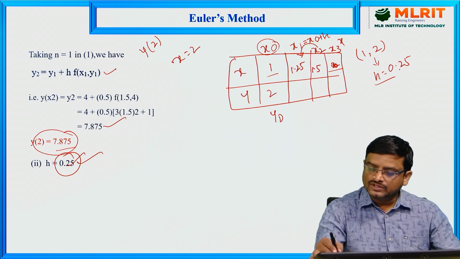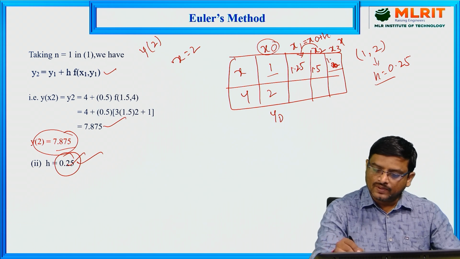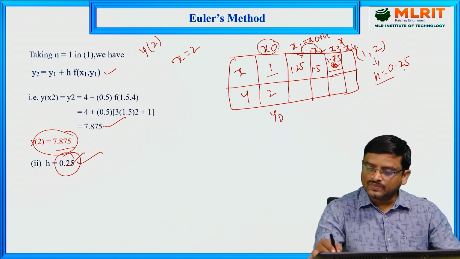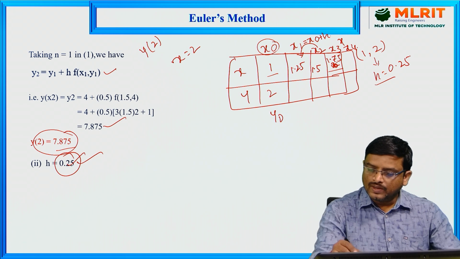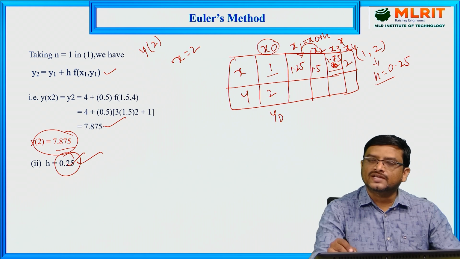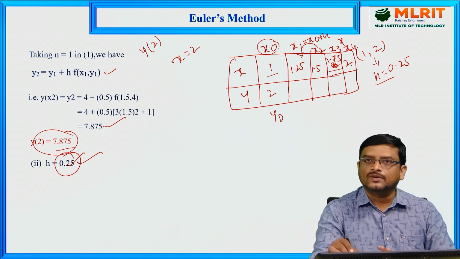If you add 0.25 to this, you will get 1.75. That is x3. And next go for x4. So x4 is equal to x3 plus h value. 1.75 plus 0.25, you will get 2. So until we get the 2 value as x value, we have to proceed this table here.